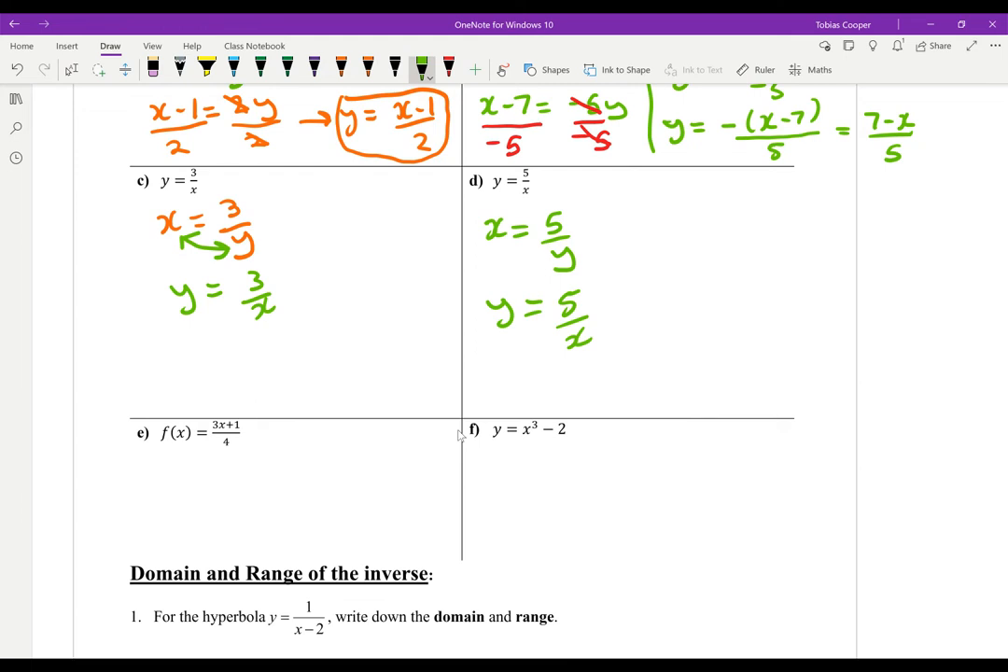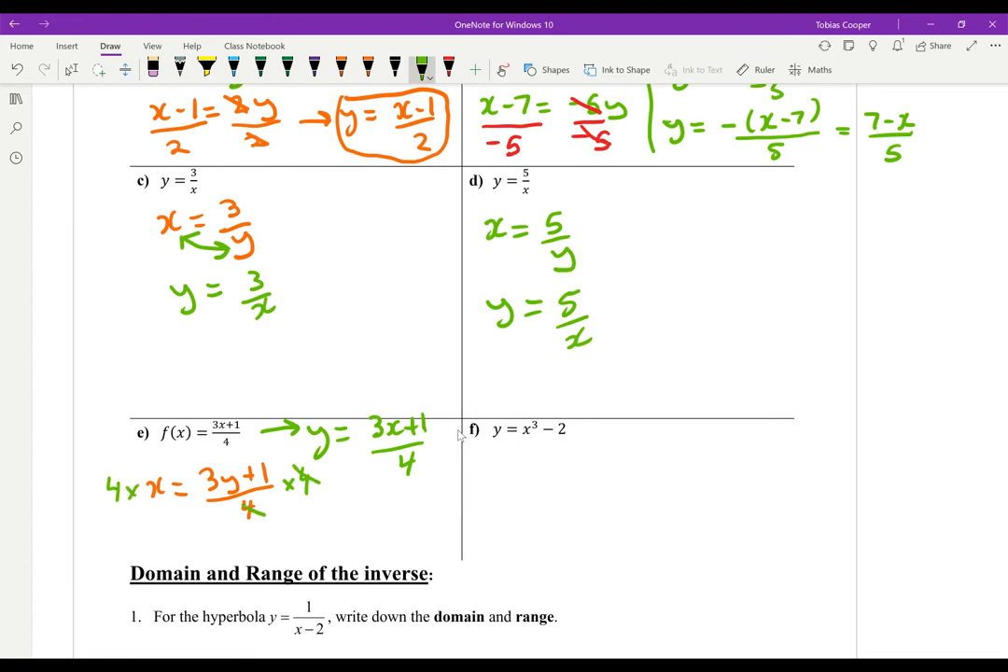Okay, now when you get down to this one, f of x equals (3x plus 1) on 4, you've got to think of this as y equals (3x plus 1) on 4. So now when I swap x and y over, I'm going to get x is equal to (3y plus 1) on 4. And then we've got to make y the subject. So I'm going to multiply both sides by 4 there.